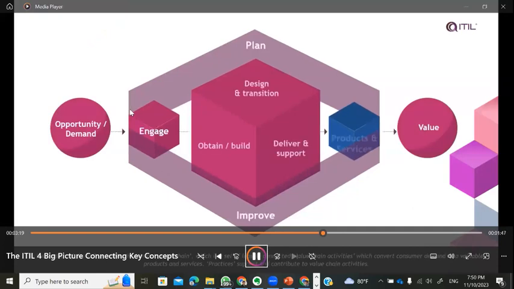In the middle of the SVS, we have the service value chain, which is a set of loosely connected value chain activities, which convert consumer demand into valuable products and services. Practices support and contribute to value chain activities.